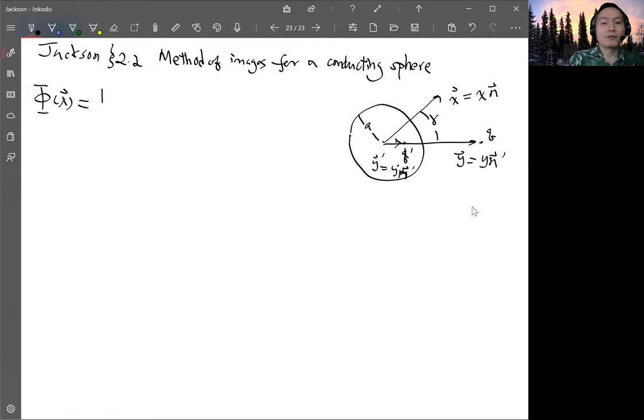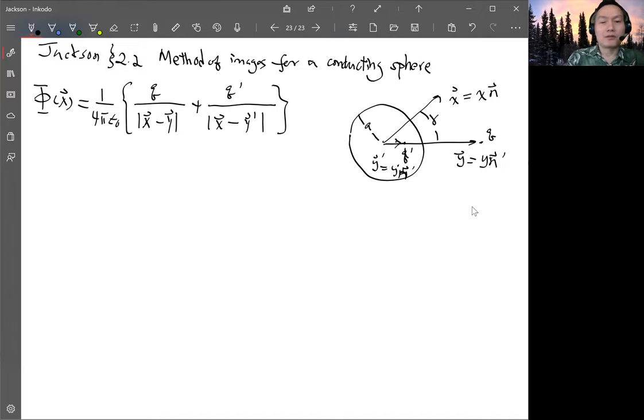so the potential phi as a function of x is due to two terms, so take the 1 over 4 pi epsilon 0 out. The first term is due to the original charge Q divided by the distance x minus the location of the charge, which is y, plus the contribution from the image charge Q prime divided by the distance between x and the location of the image charge, which is y prime. Okay. So that is the form of the solution, but we want to find the magnitude Q prime and the location y prime by requiring that the potential phi at x equals a, the surface of the sphere, is zero.